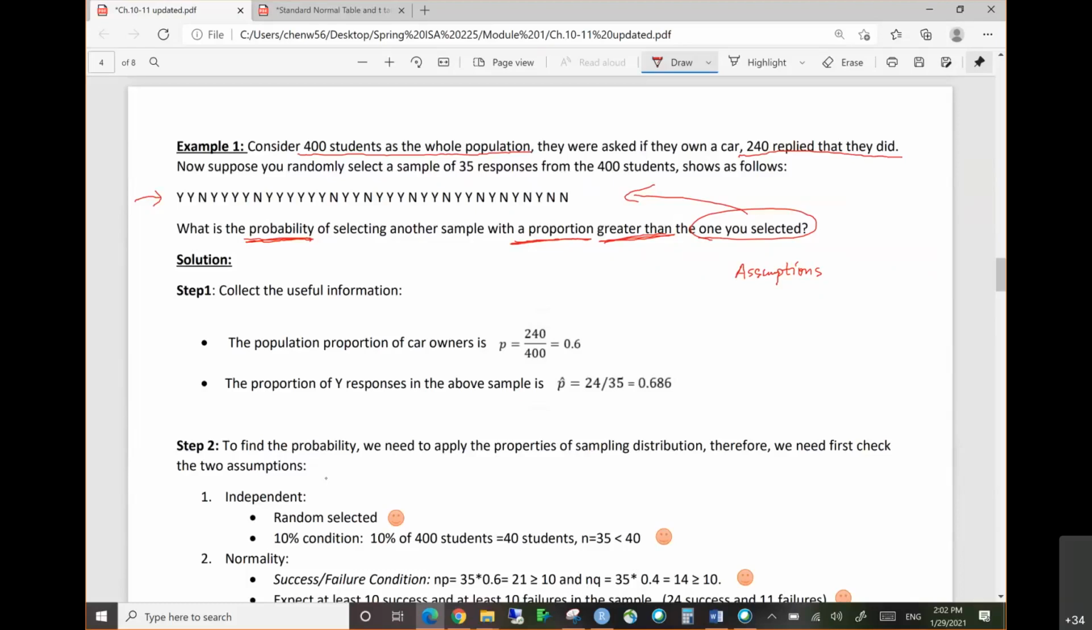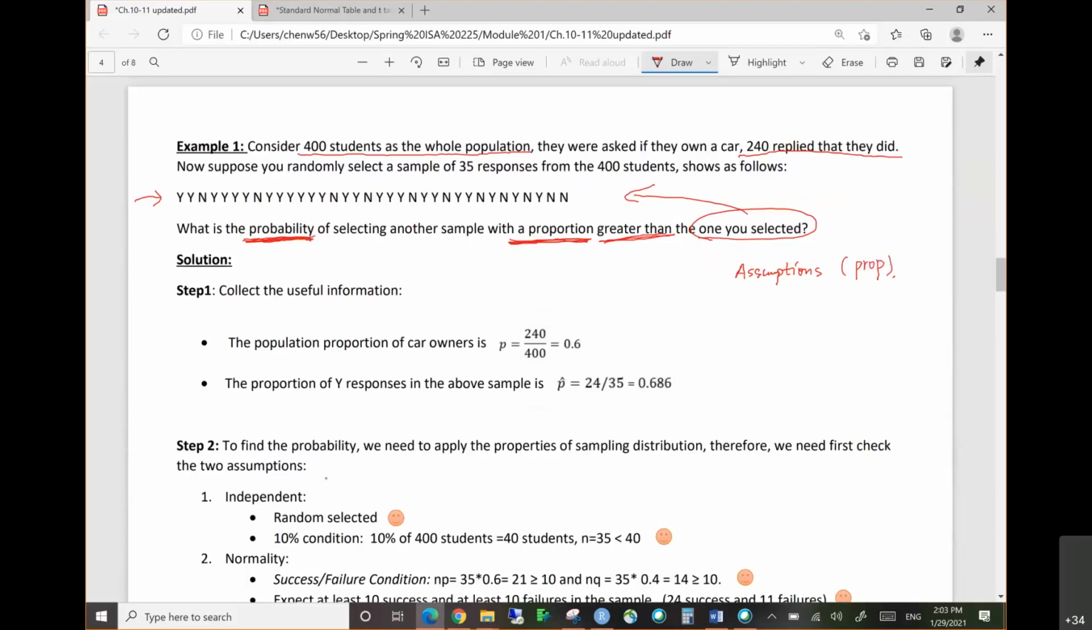Joe, what do you think? It's about the mean or the proportion? The proportion. The proportion, right? Perfect. All right, so we are looking for the probability of selecting another sample with a proportion greater than the one you selected. Okay, so we need to check the assumptions for proportion.